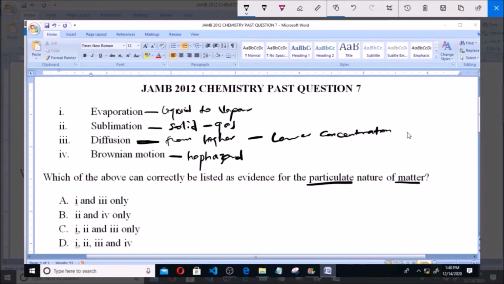So therefore, everything listed here serves as evidence for the particulate nature of matter, making option D the correct answer to this question.